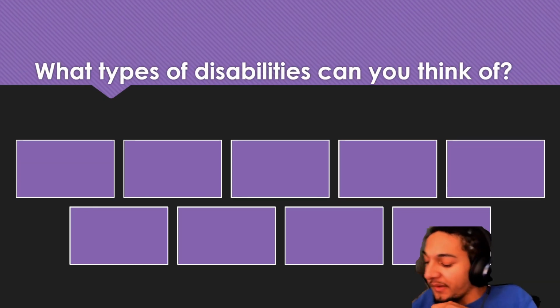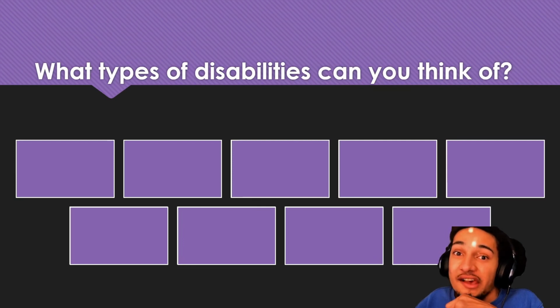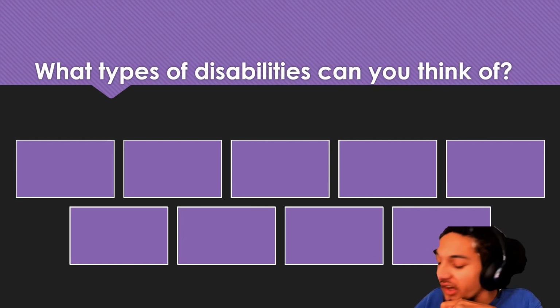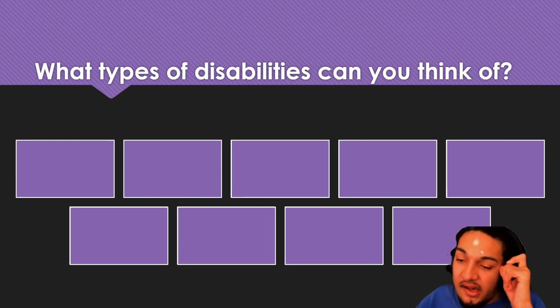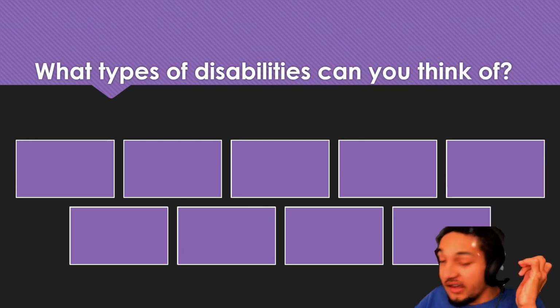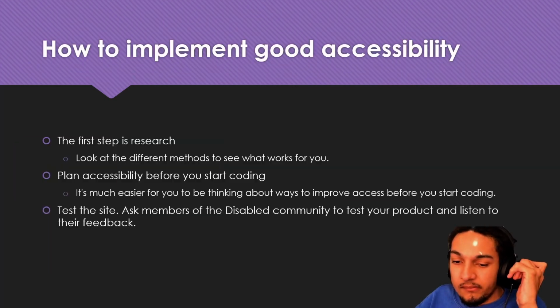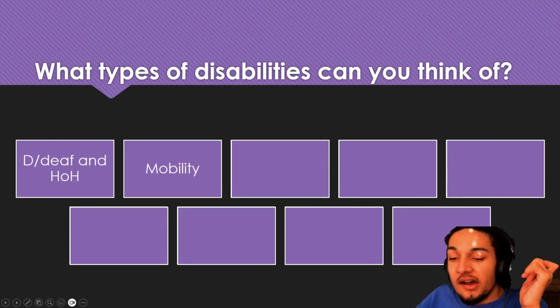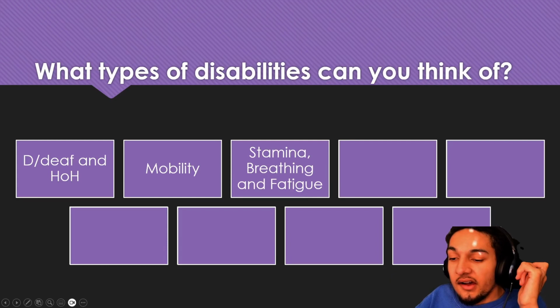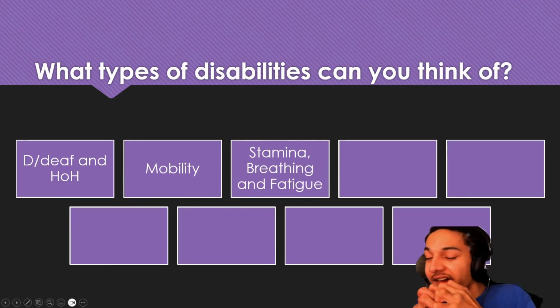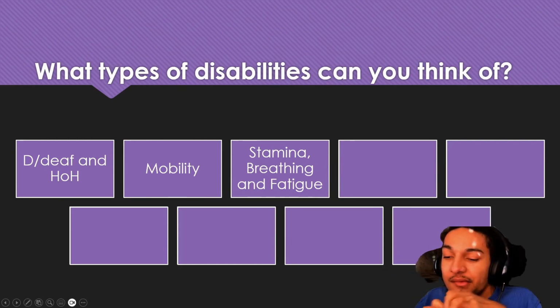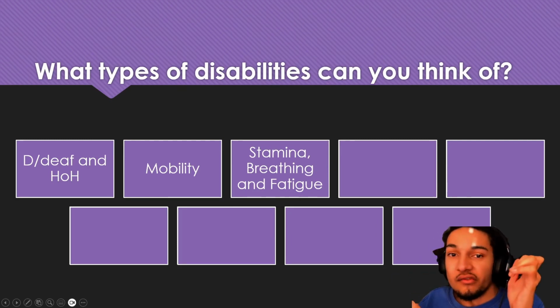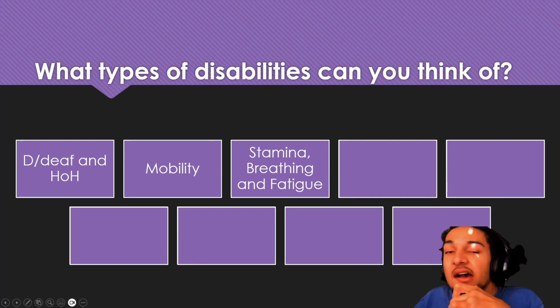Definitely. Nacho says mobility issues and vision. Those are the 2 that people generally think of first. And also cognitive, yes. Others might include hearing impairments or being deaf. Being deaf or hard of hearing. Mobility issues. Stamina, breathing, and fatigue. That's a big category of disabilities. So yeah, issues with energy levels maybe, and breathing.